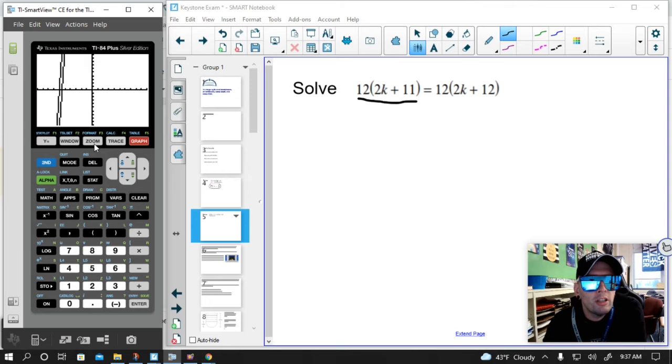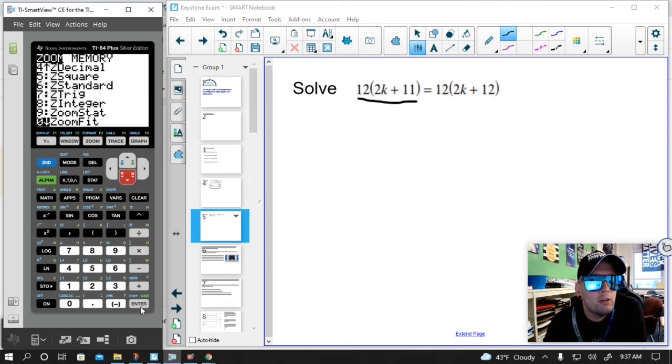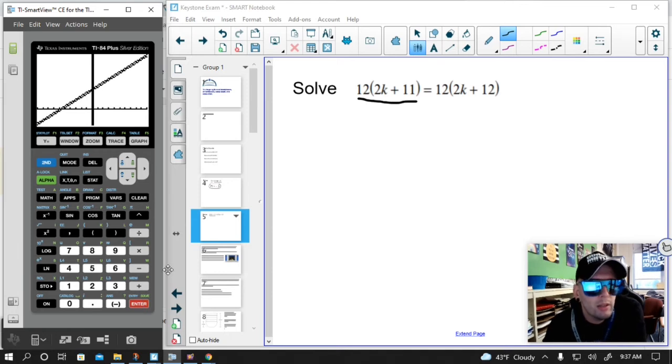Let's just out of curiosity see what happens when I do zoom fit. So I'm going to go to zoom, go down to 0, or just hit the 0 button, zoom fit. Okay, that didn't seem to do much.